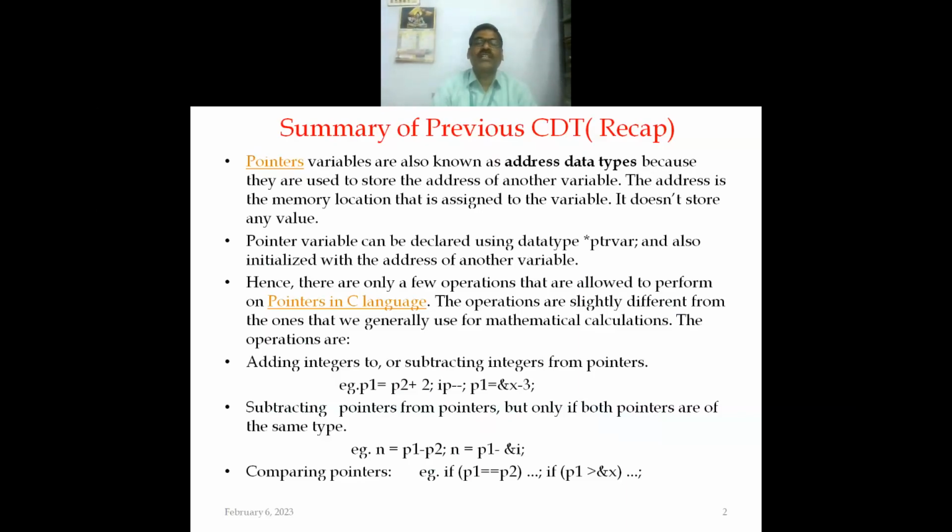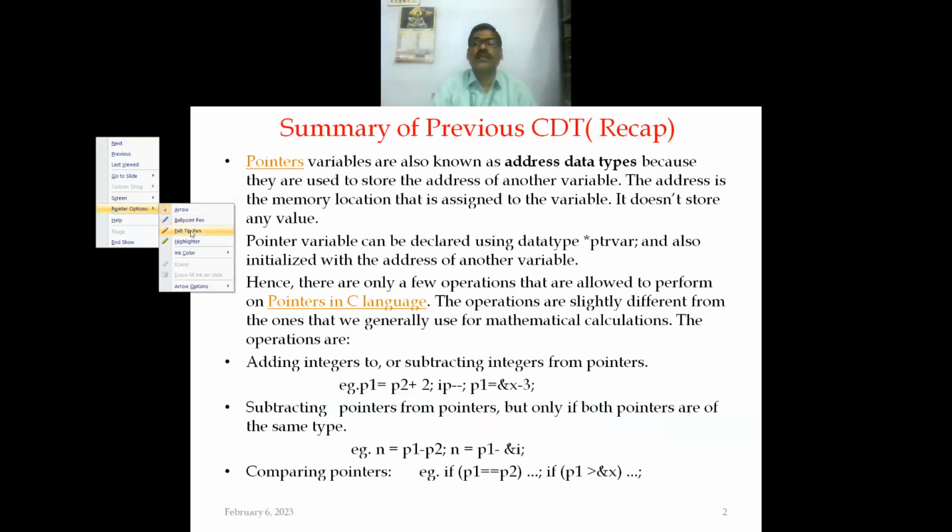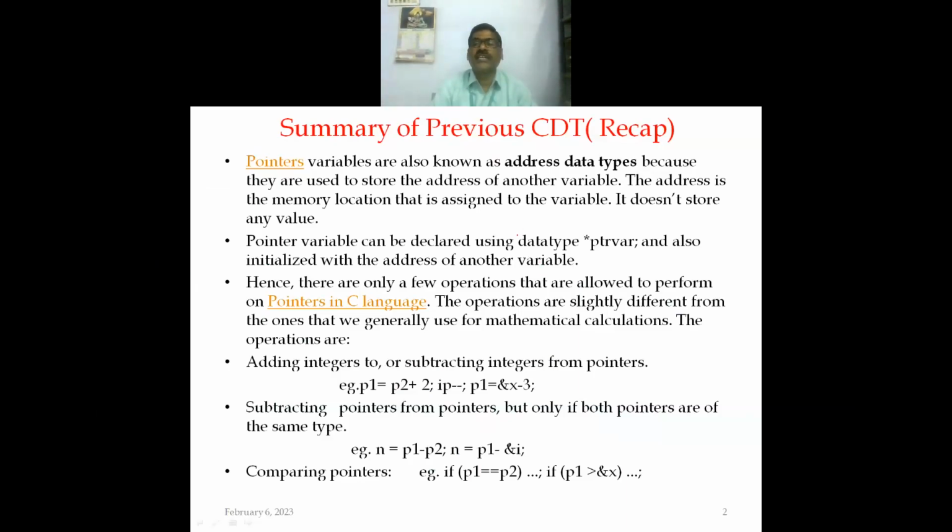The syntax for declaration, we have seen, is the data type followed by the pointer variable name. This is the syntax we follow to declare a pointer, and we can also initialize the pointer with the address of another variable. We also discussed some of the operations allowable on pointer variables. Those operations are called pointer arithmetic, and this is slightly different from the normal mathematical operations which we can perform on variables.